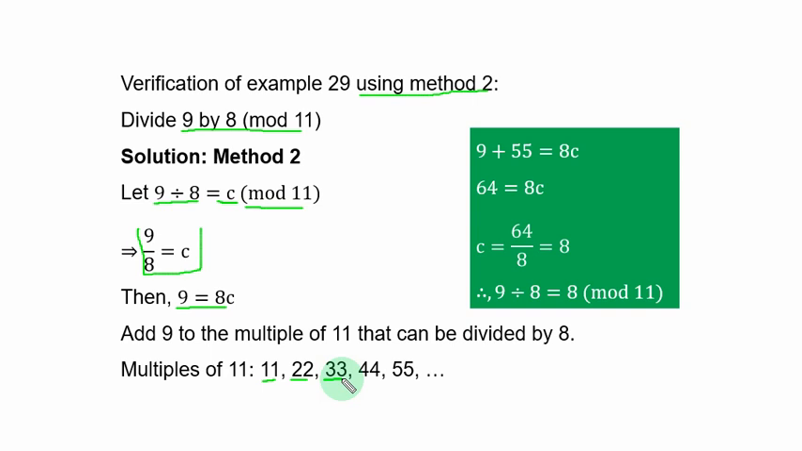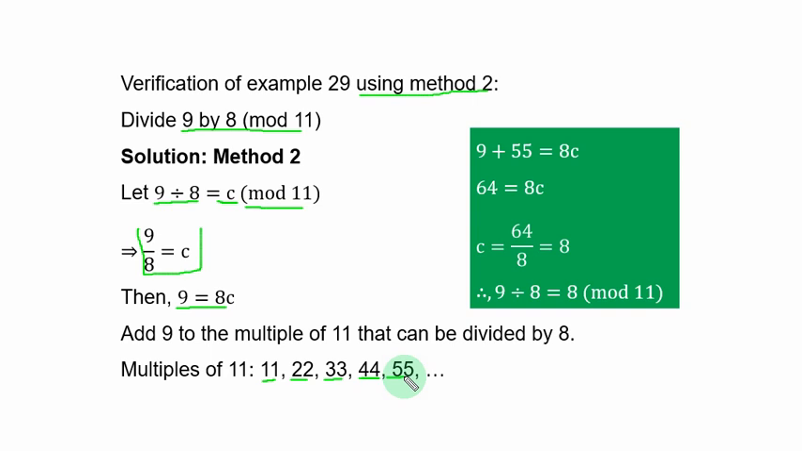If you add 9, 8 cannot divide. If you add 9 to the next one, 44, 8 cannot divide. And you have 55 plus 9, that is 64, and 8 can divide 64. So what you do is to add the number at the left to the multiples of the modulo and check at each stage of addition.